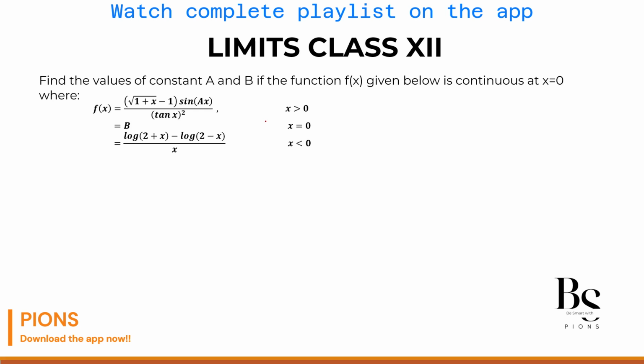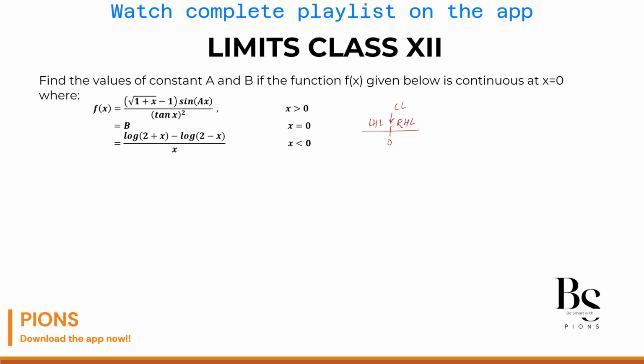Find the values of constants a and b if the function is continuous at x equal to 0. Beautiful problem. Here you are given 3 cases: x greater than 0, x equal to 0 and x less than 0. When you are choosing a number line, this is 0, any number on the right hand side is the right hand limit, any number on the left hand side is the left hand limit, and 0 itself, when you are putting it, is the central limit. Whenever a central limit is given, listen very carefully, then all three should be equal.